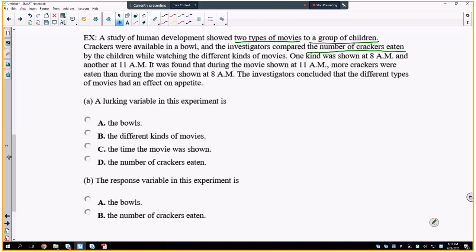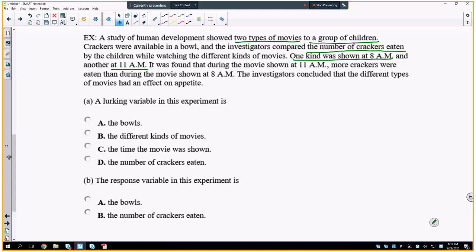One kind of movie was shown at 8 a.m. The other kind of movie at 11 a.m. It turns out that during the movie shown at 11 a.m., more crackers were eaten than during the movie shown at 8 a.m. The investigators have concluded that the different types of movies had an effect on appetite.